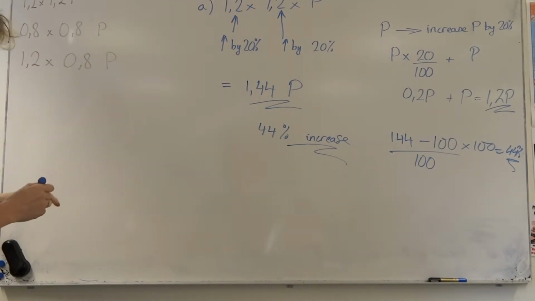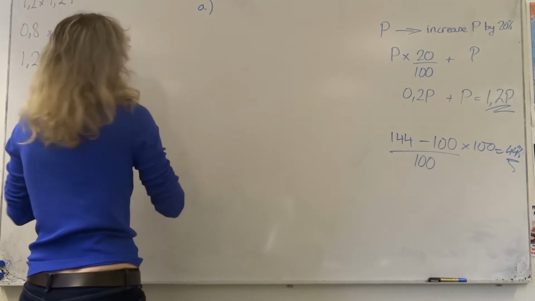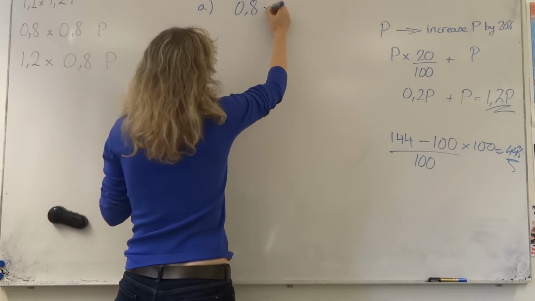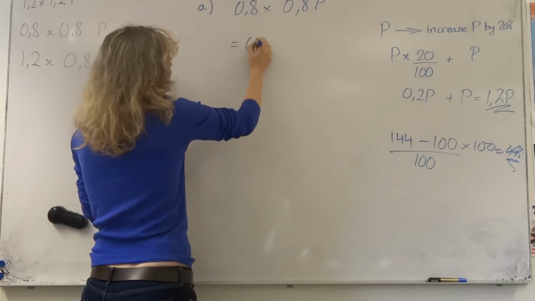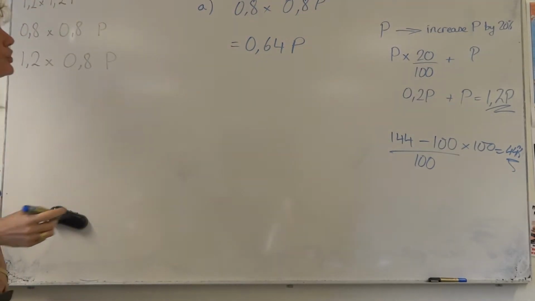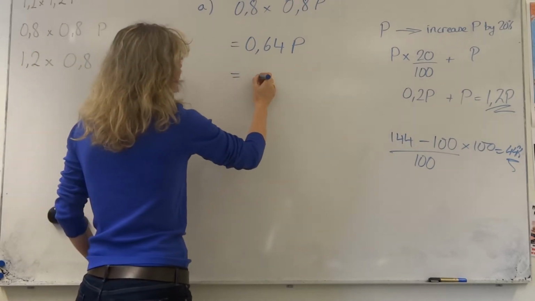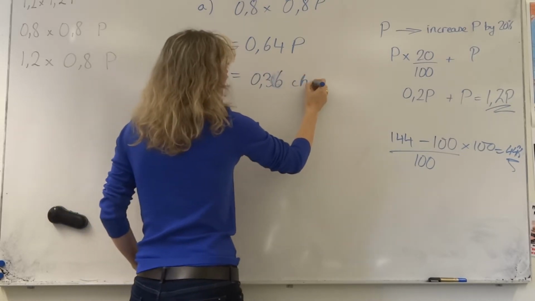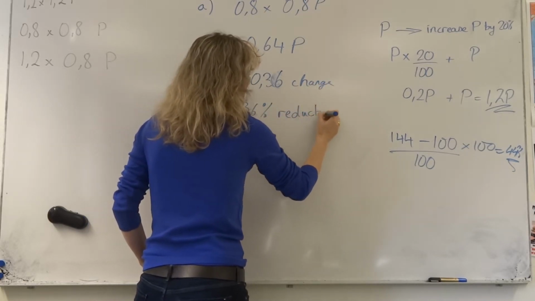What would this one represent then? Well, instead of increasing the price, what we've done with this one is we've reduced the price by 20%. We've taken 100% of P and reduced it by 20%. So what is 0.8 times 0.8? It's 0.64 lots of P. Okay? So how much have we reduced the price by? Well, 1 minus 0.64 is 0.36. So it's a 36% reduction in price.